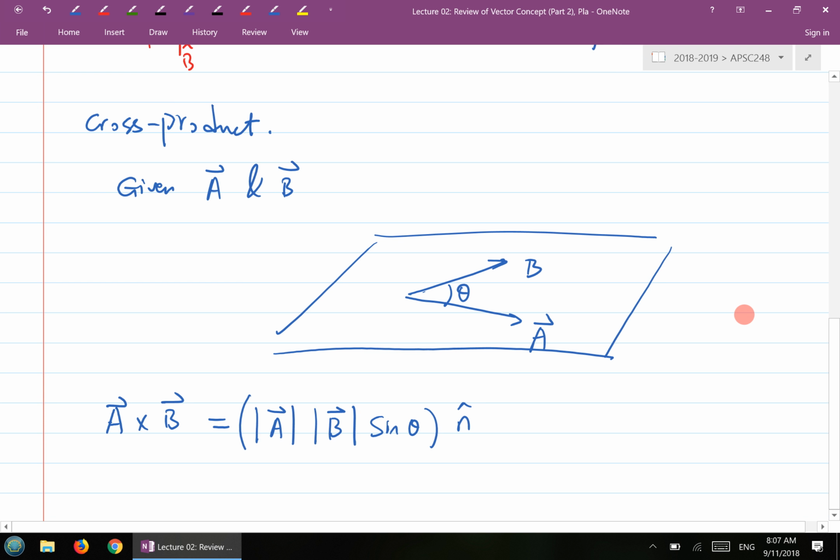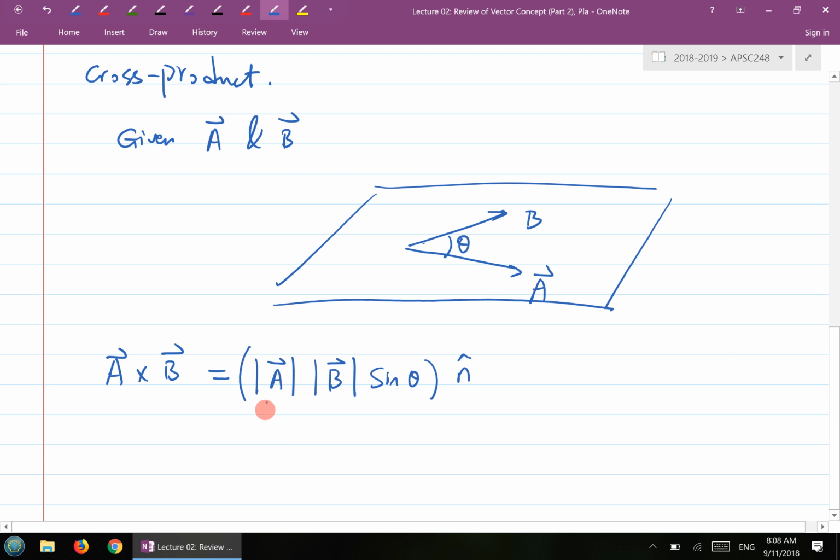If you look at the cross product definition and compare the difference with the dot product, look at this one here. This is the length quantity, right? And what's this? This is the direction quantity.